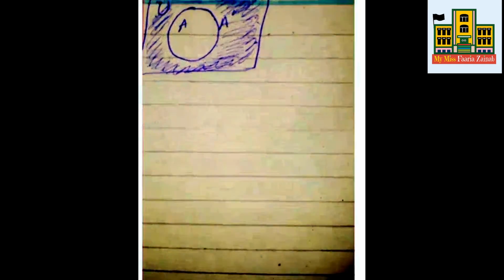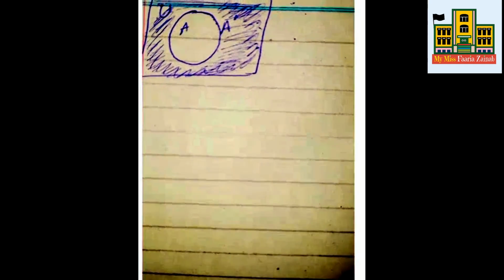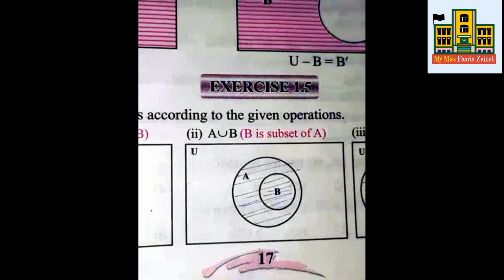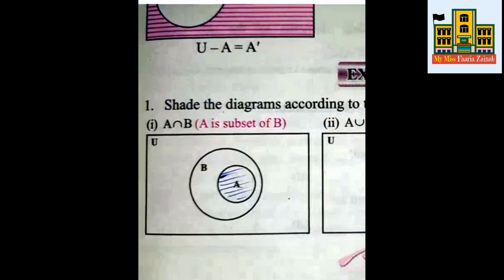I hope it's clear now. Now let's start exercise 1.5. Exercise 1.5, open page number 17 of your book.